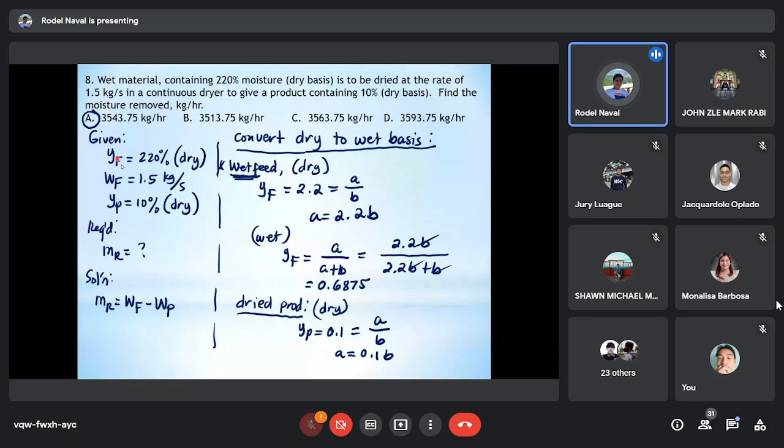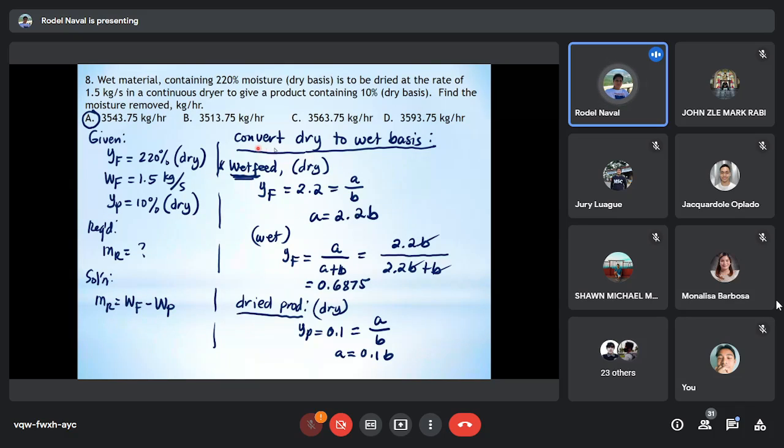Okay, what are the given? YF, this is your moisture in the wet feed, 220% dry. Then the weight of the feed is 1.5 kilograms per second. Then moisture in product is 10% dry. What is asked is the moisture removed. The moisture removed is the weight of feed minus the weight of the product.